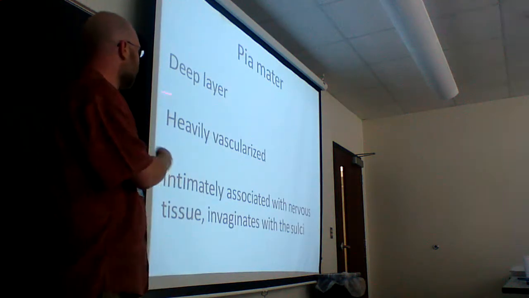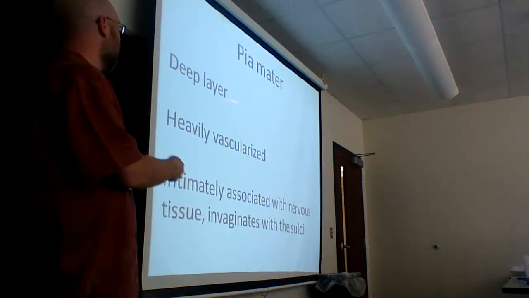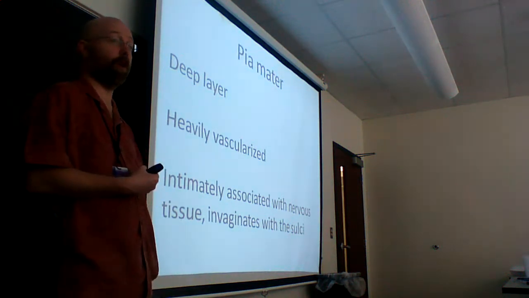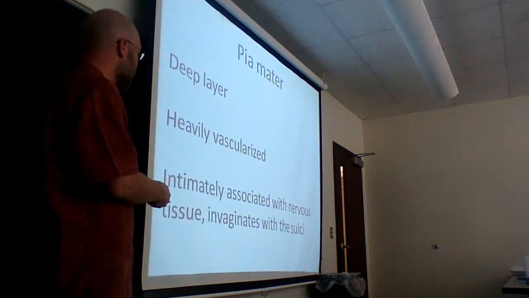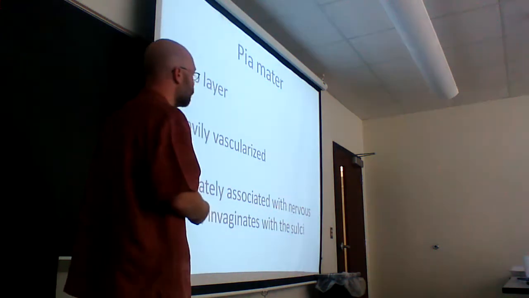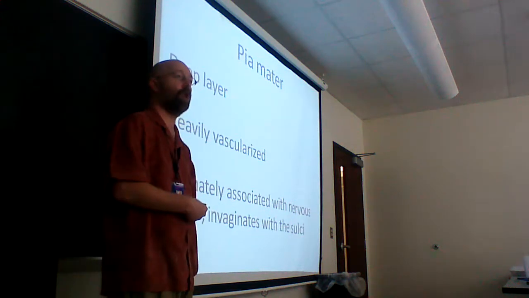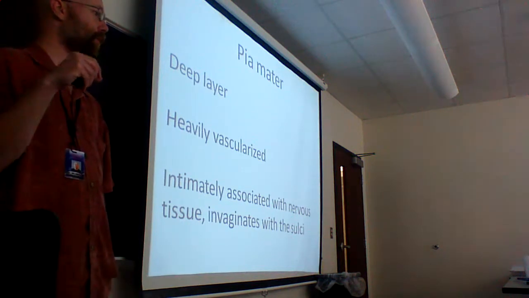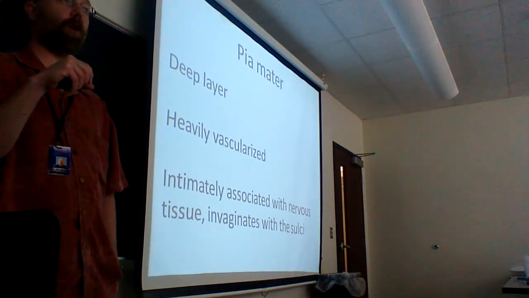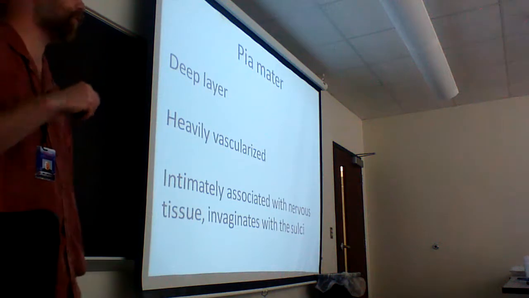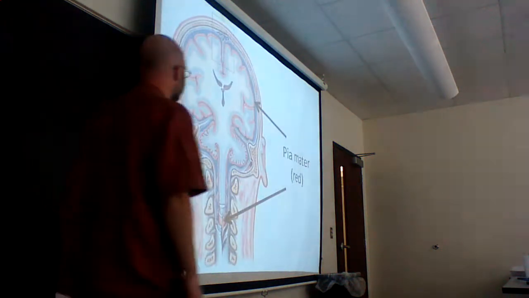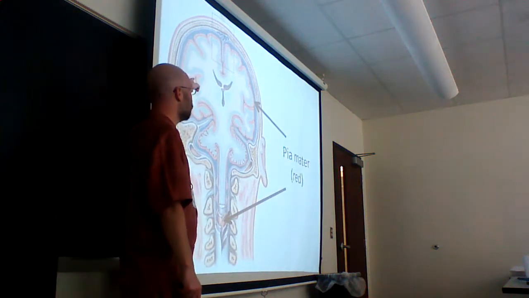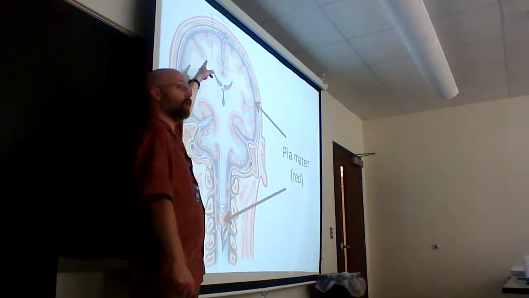The pia mater is the deepest layer. It is heavily vascularized. You will actually be able to see some of these blood vessels when we do the dissection in the lab. It is stitched onto the surface of the neural tissue. When you do the dissection, you will peel off the dura mater and the arachnoid mater, but you will not be able to separate the pia mater from the rest of the nervous tissue. It is literally stitched onto that stuff. Intimately associated. It is actually going to follow a lot of the wrinkles of the cerebrum inwards.